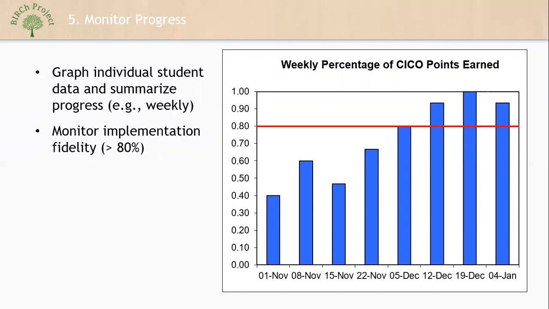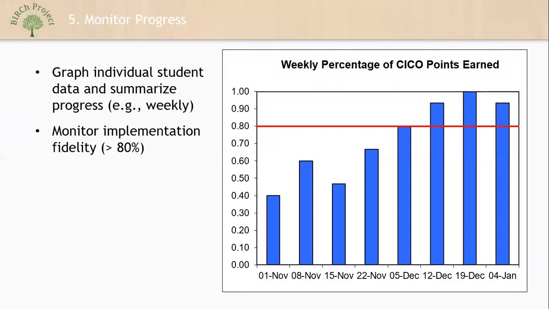So we have progress, which we can then verify with subsequent screening. From fall to winter, did the student make progress based on the social emotional screening data, but also these more frequent progress monitoring measures, in this case, check-in, check-out points.